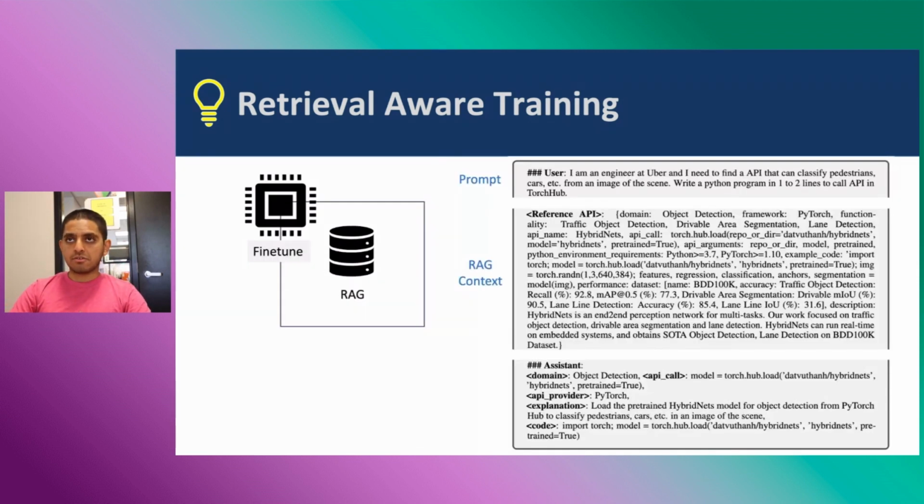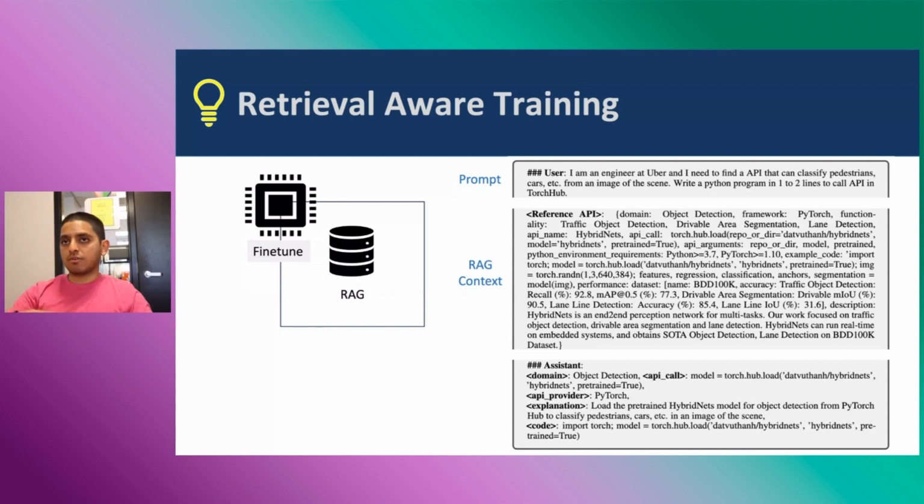Now, like everything else, this is best understood with an example. So let's take this prompt. A user asks, hey, I'm an engineer at Uber and I need to find an API that can classify pedestrians, cars, etc. from an image of the scene. And you're saying write a Python program, in 1 to 2 lines, to call the API in TorchHub. Now, traditionally, if you were to use the retrieval-aware technique, you'd give this prompt and generate some RAG context.